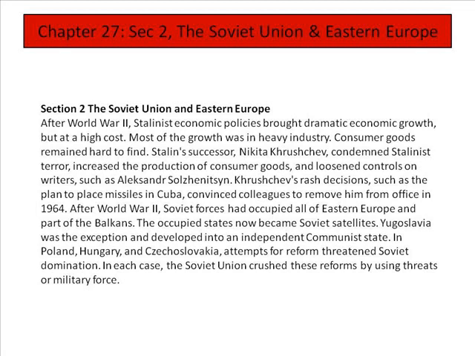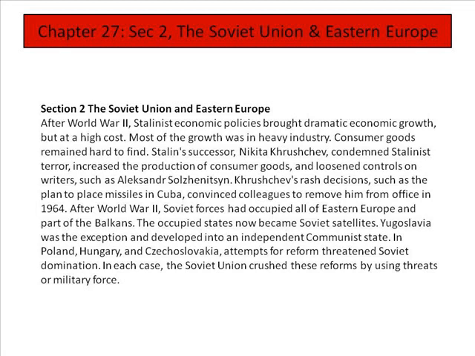Stalin's successor, Nikita Khrushchev, condemned Stalinist terror. Terror, that's a minor word for a big offense. He increased the production of consumer goods and loosened controls on writers, such as Alexander Solzhenitsyn. Khrushchev's rash decisions, such as the plan to place missiles in Cuba, convinced colleagues to remove him from office in 1964.